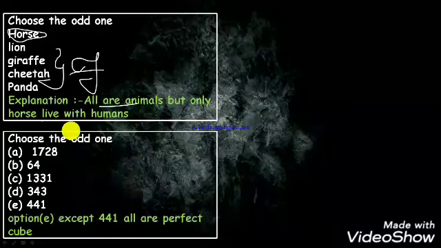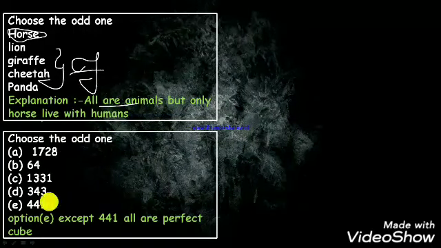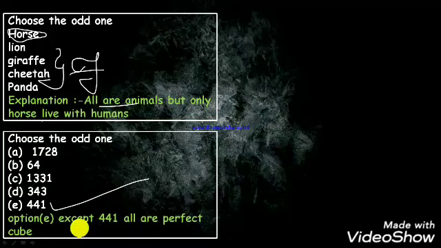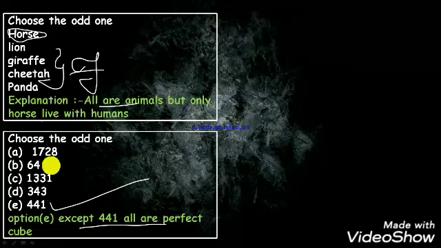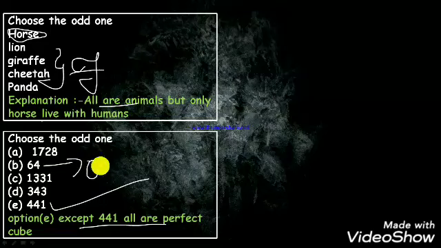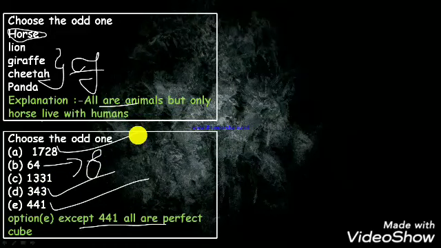Now let's move on to our second question. Choose the odd one out. So option E here will be correct. Why? Because except 441, all are perfect cubes. 64 is the cube of 8, and 343 and 1728 are also perfect cubes.